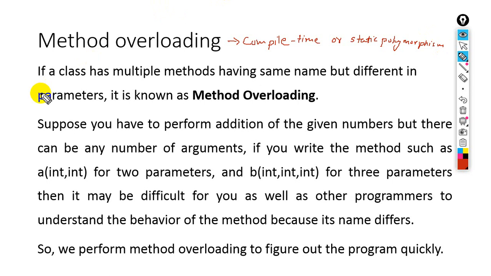If a class has multiple methods having the same name but different parameters, it is known as method overloading. Suppose you have to perform addition of the given numbers, but there can be any number of arguments. If you write the method such as a(int, int) for two parameters and b for three parameters, then it may be difficult for you as well as other programmers to understand the behavior of the method because its name differs. So we perform method overloading to figure out the program quickly.